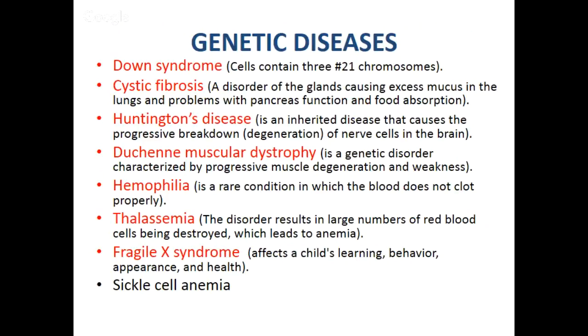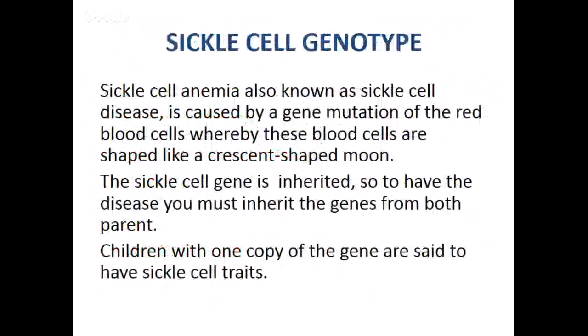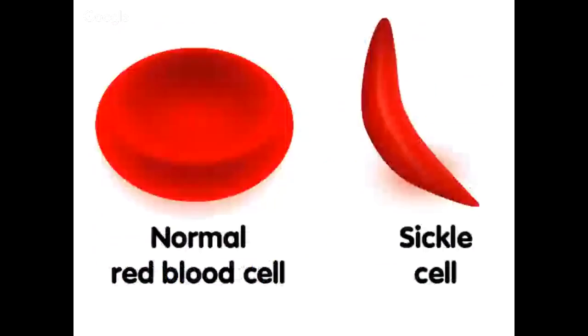Then sickle cell anemia. Out of all this, we'll be talking about sickle cell anemia, the sickle cell genotype. Sickle cell anemia is also known as sickle cell disease. It's caused by a gene mutation of the red blood cell, whereby the cells are shaped like a crescent moon. The sickle cell gene is inherited, so to have the disease, you must inherit the gene from both parents. Children with one copy of the gene are said to have the sickle cell trait. Now let me show you, this is a picture of a normal red blood cell and a sickle cell. This is how they look. It's in the form of a half-moon shape. That is sickle cell.